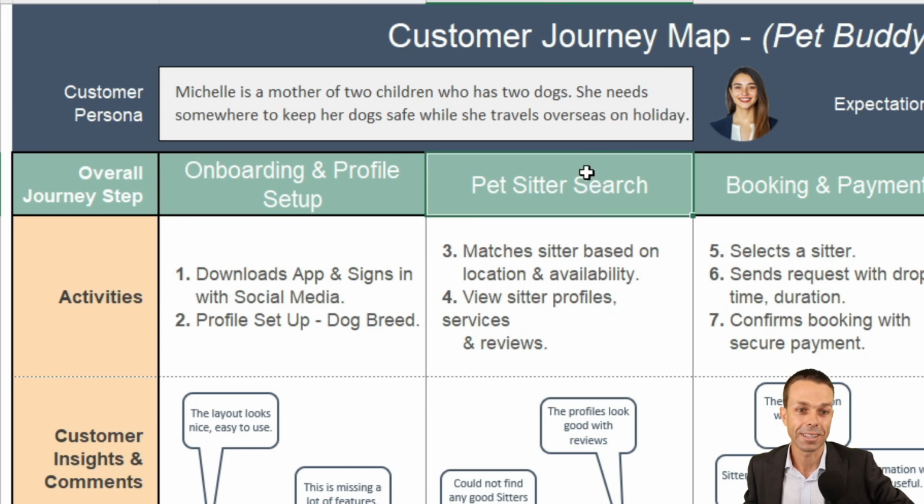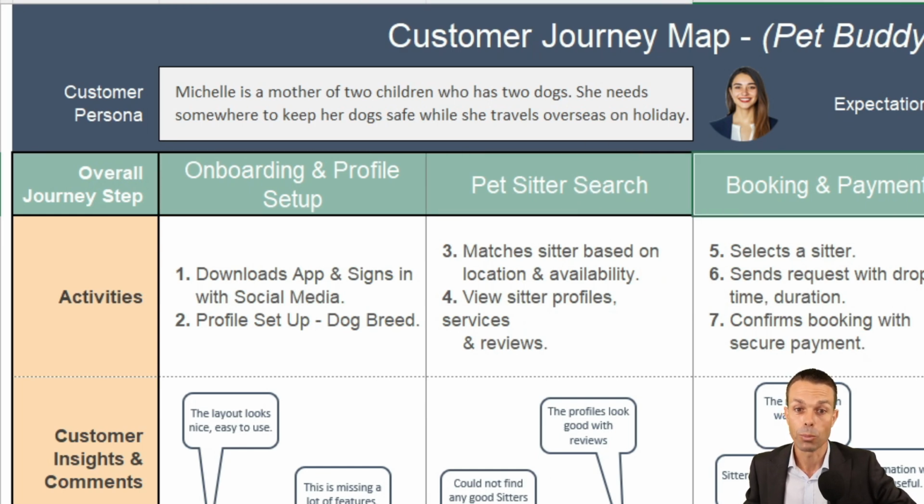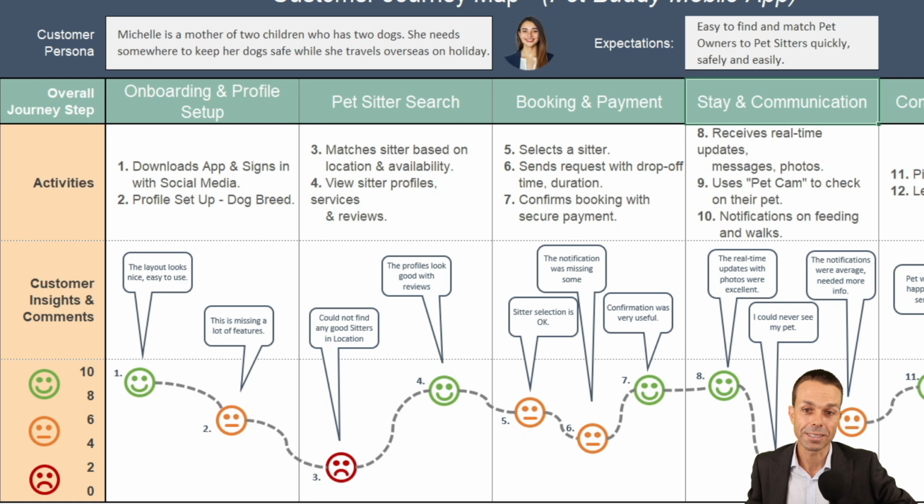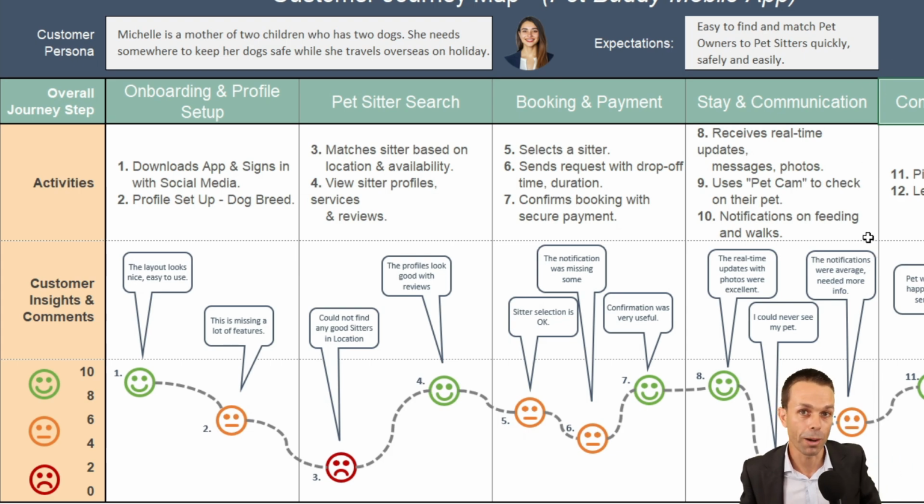When we're searching, these are the steps that we're going through. When we're booking, and the stay and communication and the completion and review. So the customer journey map is a really great way to figure out the customer journey and see the pain points and figure out what scope we might need from there.